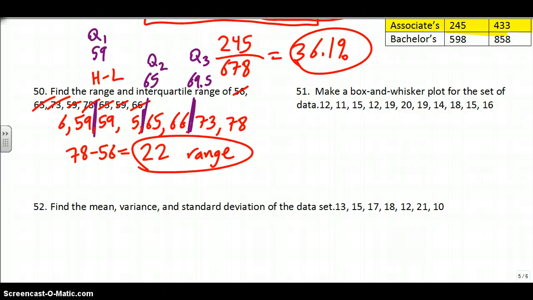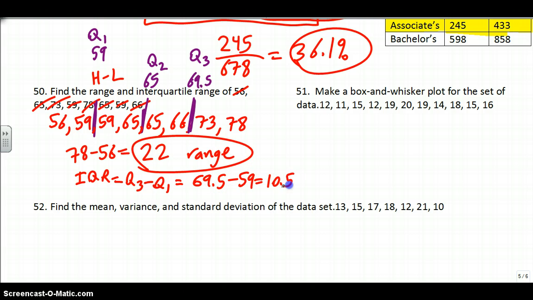I don't know why it deleted it like that. Anyway, your interquartile range is Q3 minus Q1. So you do 69.5 minus 59, and you get 10.5 for your interquartile range. Okay, that's your IQR.